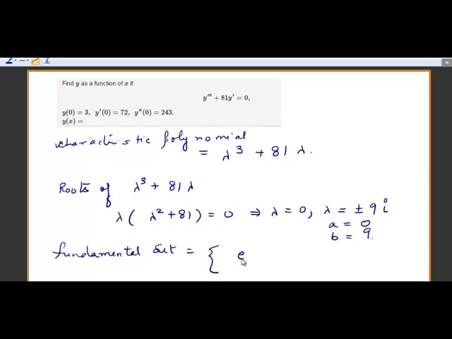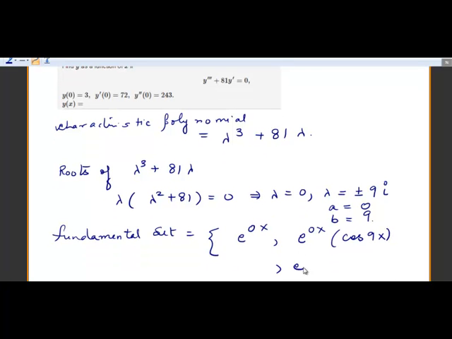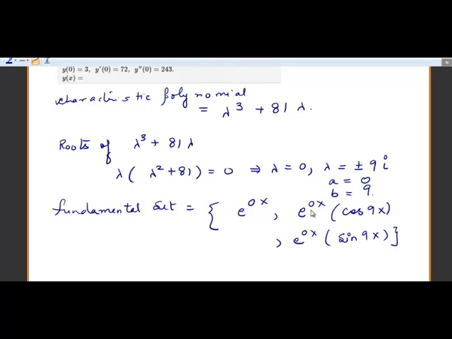So here it will be e to the power 0 times x, e to the power ax, which is 0 times x, cosine 9x, and another member will be e to the power 0x sine 9x. The reason I am putting 0 is because I want to tell you that if there is a real part, you will place it right here. So your fundamental set will be 1, and this will be cosine 9x and this will be sine 9x.